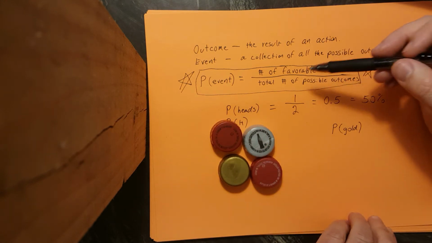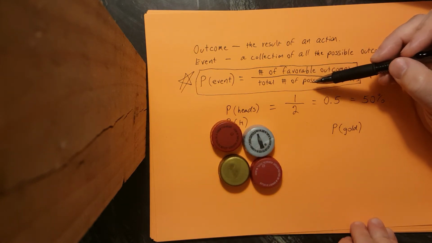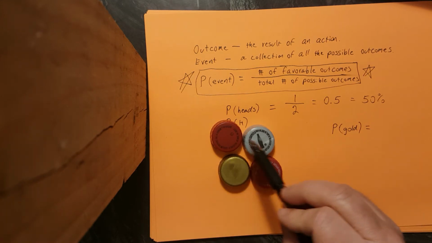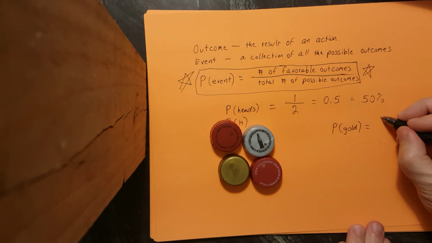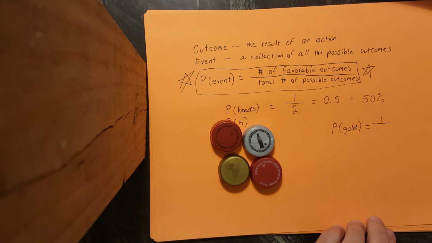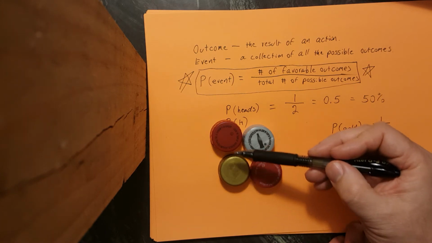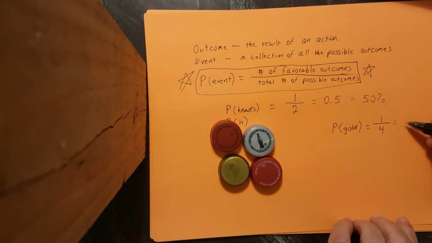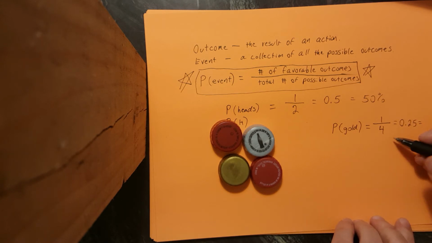Well, we go back to our formula. It's the number of favorable outcomes over the total number of possible outcomes. How many favorable outcomes are there? There's only one gold one. So that's one favorable outcome. How many total possible outcomes are there? There are 1, 2, 3, 4 equal possibilities. So the probability of it being gold is 1/4. You can do 1 divided by 4 to change that to a decimal. And you can multiply that by 100 to change it to a percentage.